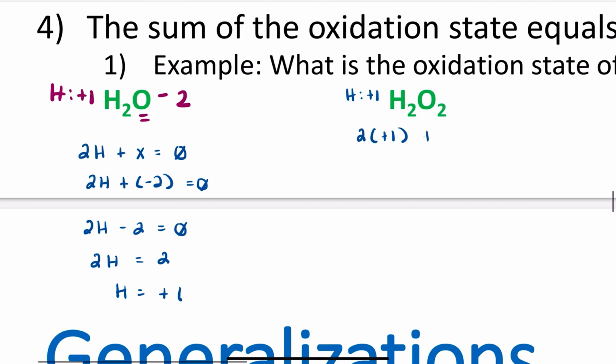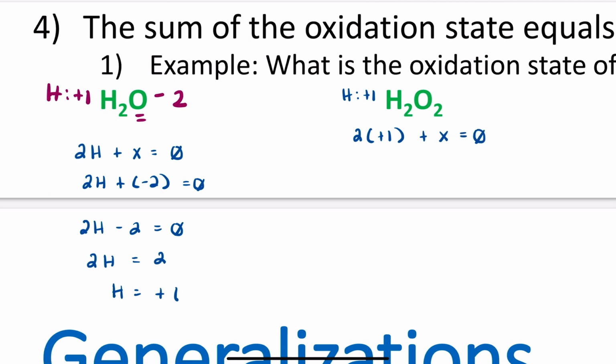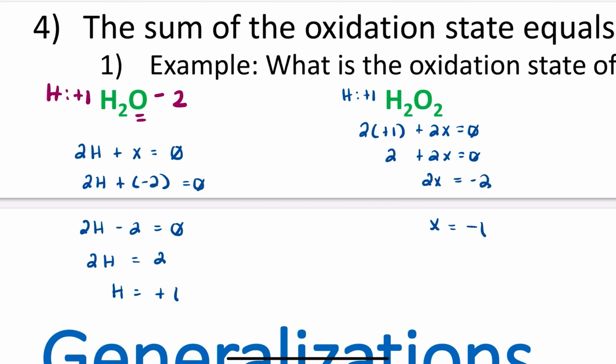So I have 2 +1s plus X for oxygen, giving me a neutral species. 2 plus X equals 0. Or sorry, there's 2 oxygens there, I apologize. So I've got 2 hydrogens, each represented by a +1 charge, because that's all it can lose is 1 electron. 2 oxygens, and overall the species equals 0. 2 times +1 is 2, plus 2x, giving me 0. 2x is -2, x is equal to -1. My oxygen here has to be a -1 charge. 2 oxygens at -1, 2 hydrogens at +1, give me an overall neutral charge.